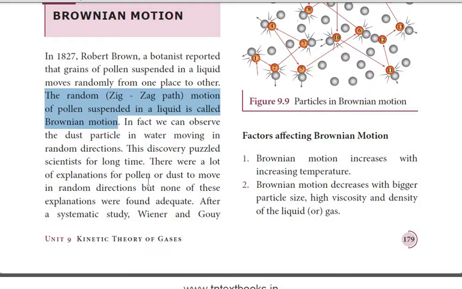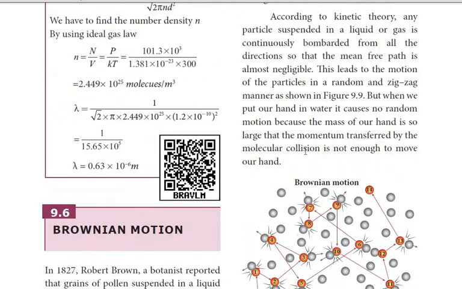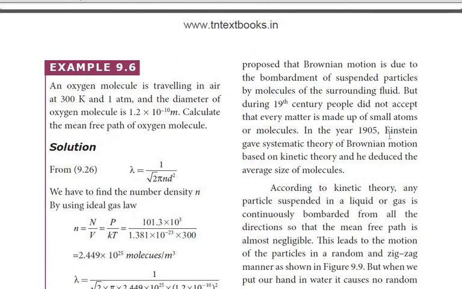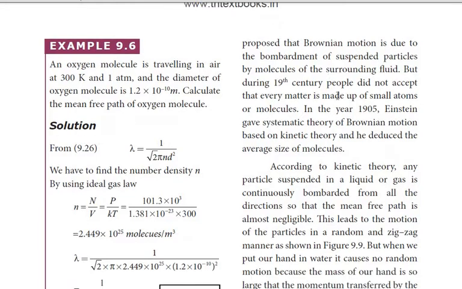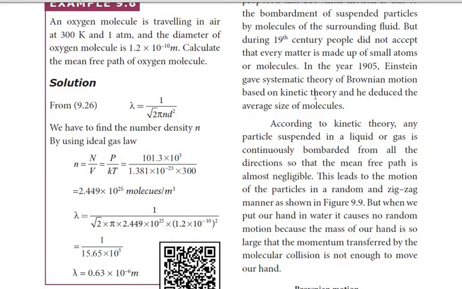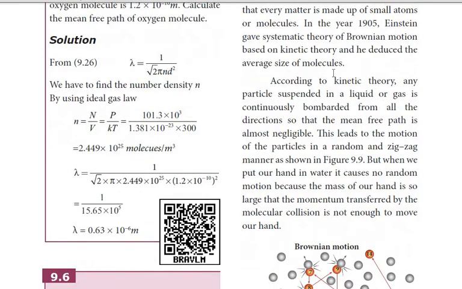There were a lot of explanations for pollen or dust moving in a random direction. Many scientists gave many explanations for why it moves. But until the 19th century there was a controversy, because many people could not understand that matter is made up of small atoms. But in 1905 Einstein gave a systematic theory of Brownian motion based on the kinetic theory, and he deduced the average size of molecules.